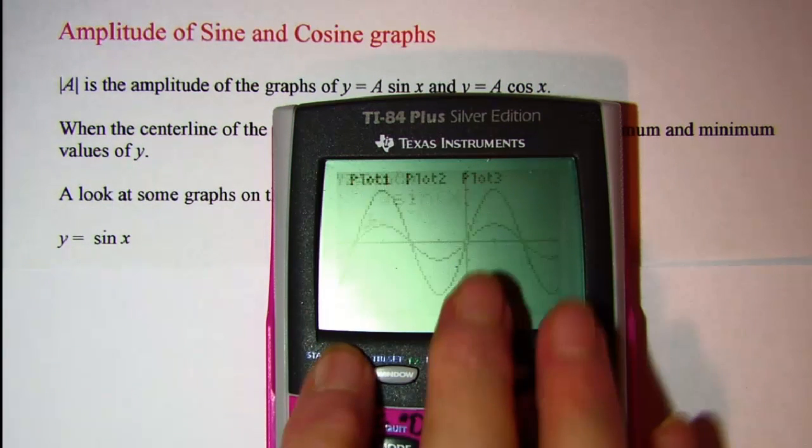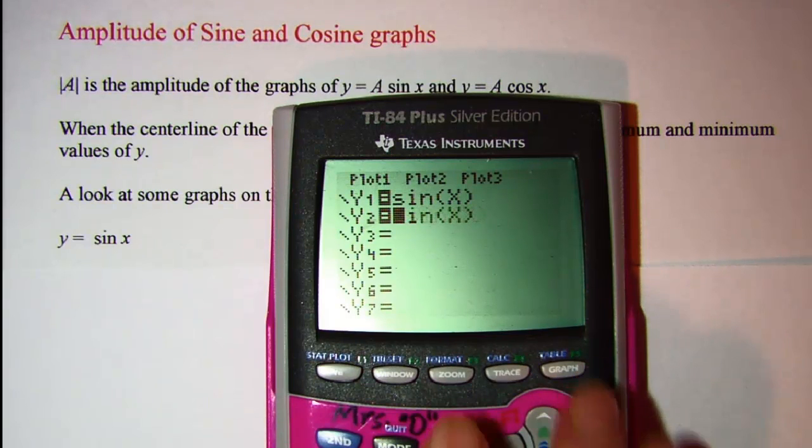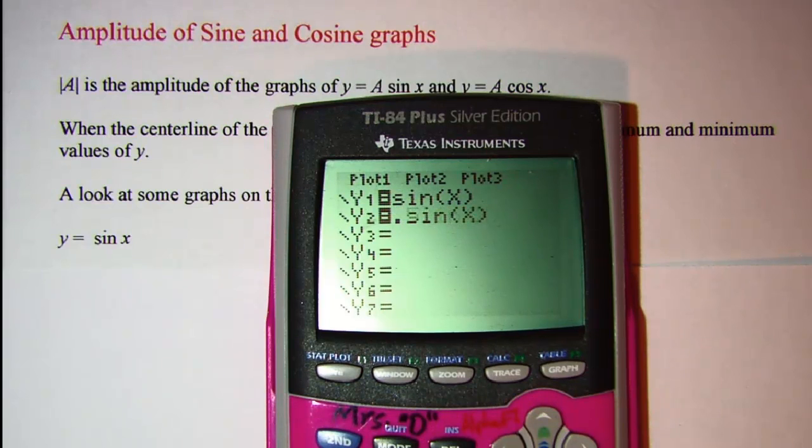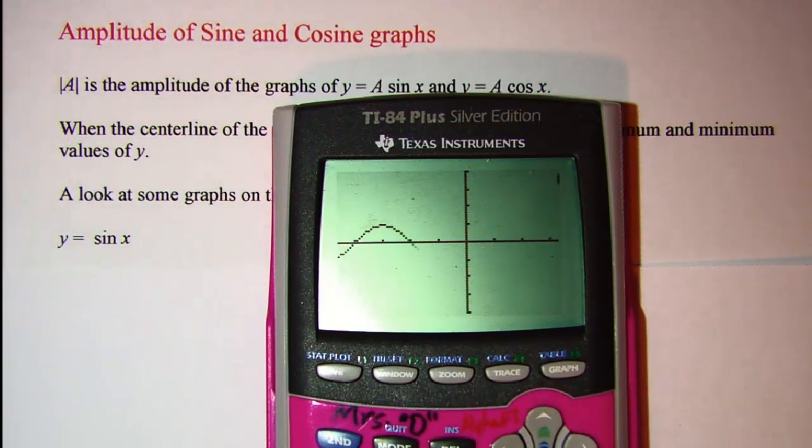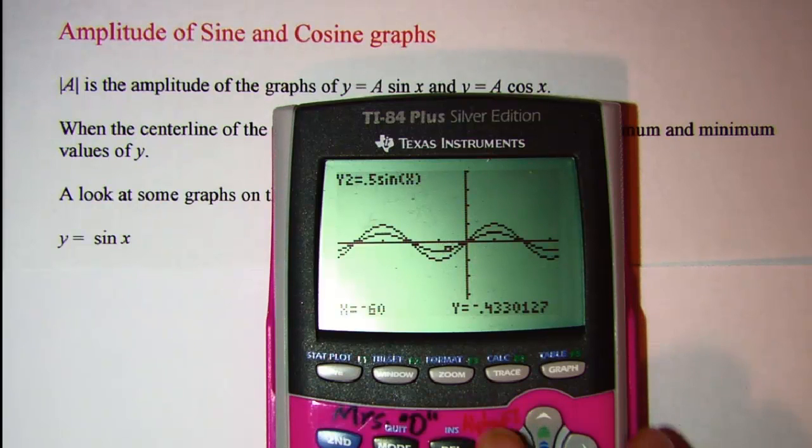All right, instead of 3, let's look at 0.5 as our amplitude, and graph that one. There's our sine curve and our y equals 0.5 sine x. Now if we trace our 0.5 curve, you'll notice that it hits a min at -90 again, but this time it has a y value of -0.5. Let's come over here. Again, 0, 0 is where it crosses the y-axis, and then it'll hit its max at x equals 90, and the max is 0.5.